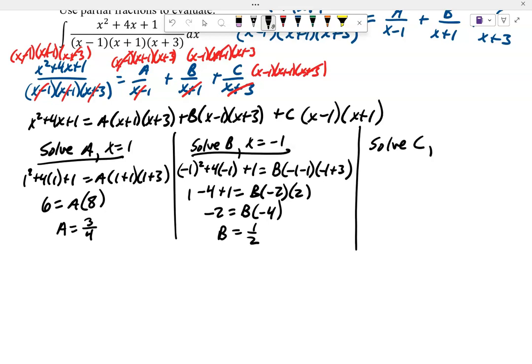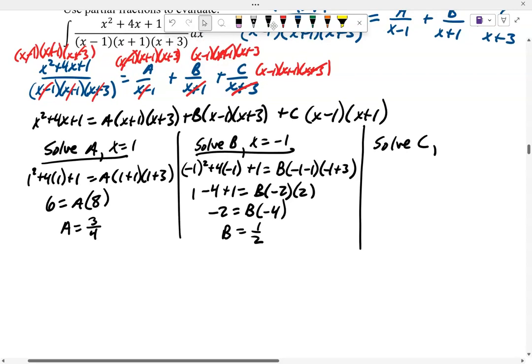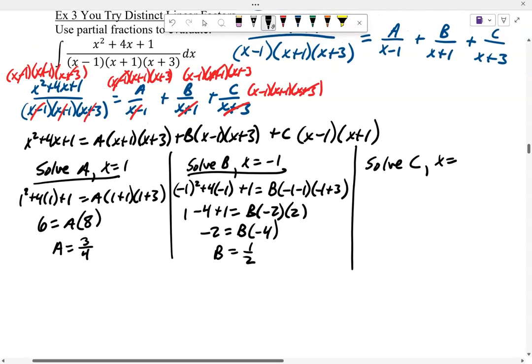Solve for C. Notice the A and the B have an x plus 3 on them, so I'm going to let x be -3. That'll clear them out. Again, I'm using convenient values of x to do this, right?